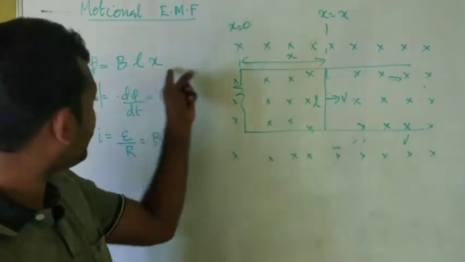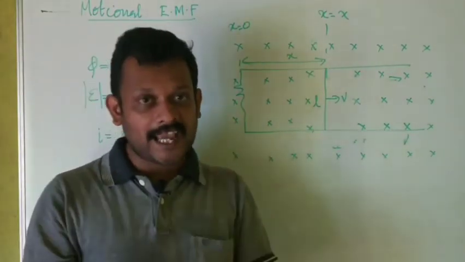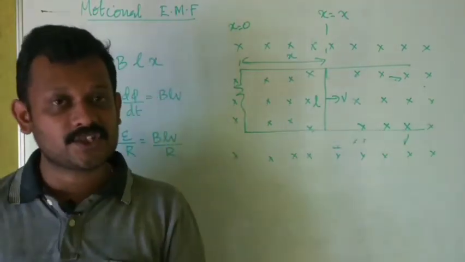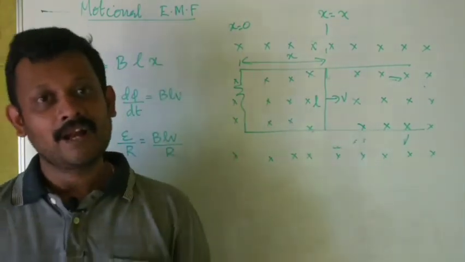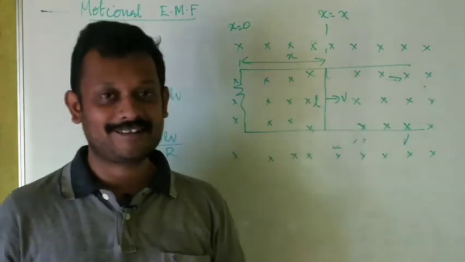Because area is L into x. Here, x is a variable. So, area is a variable. This is a case where EMF is induced as a result of the change in area. Now, the question, what causes the change in area? This velocity.